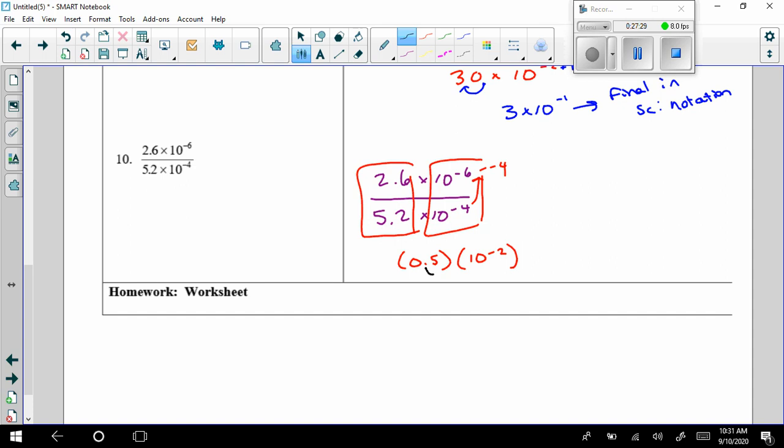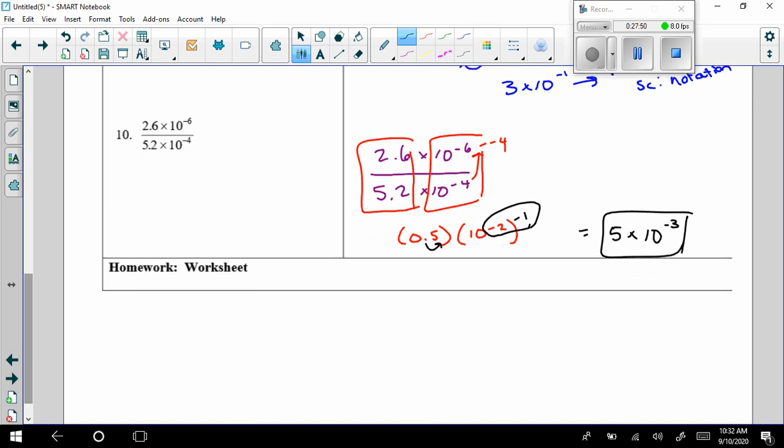This is once again not in scientific notation. I need to move this once to the right. I moved it right, so I'm going to subtract 1 from this exponent. And so my final answer will be 5 times 10 to the negative third.